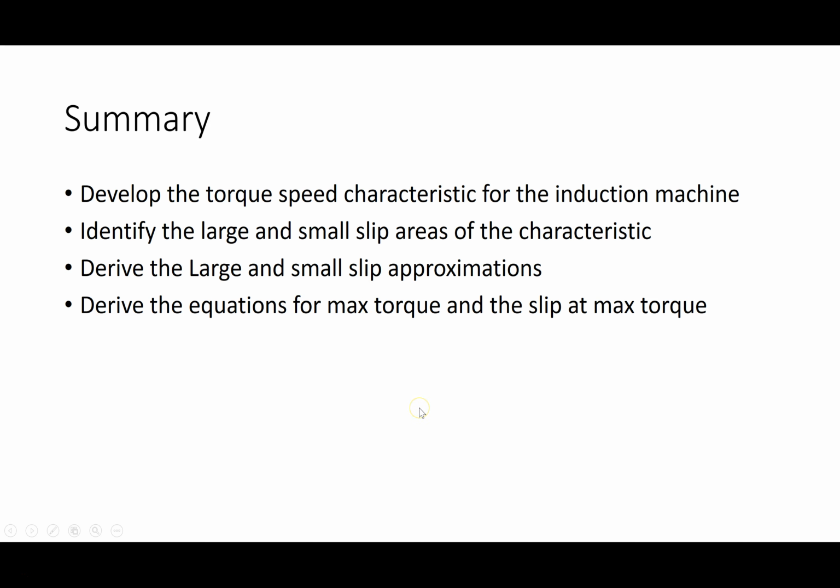So to summarize what we just covered, we developed the torque speed characteristic for the induction machine, and we did this straight from the equivalent circuit, using I squared R with the resistor that represents the mechanical power, divided by the speed, and we get our torque. We identified the large and the small slip areas, and then we used the slip in our equation and looked at it as it tended to 0 and then as it tended to 1, and we derived the large and small slip approximations, and we also derived the equations for maximum torque and the slip at maximum torque.